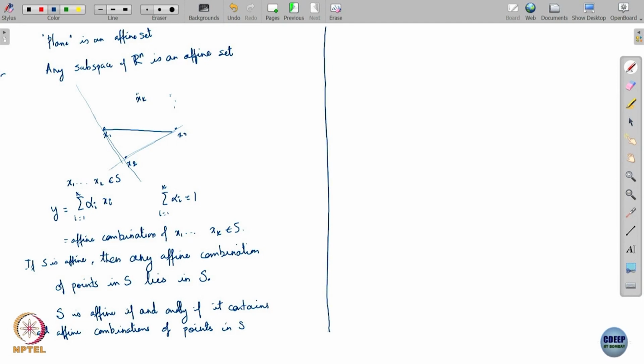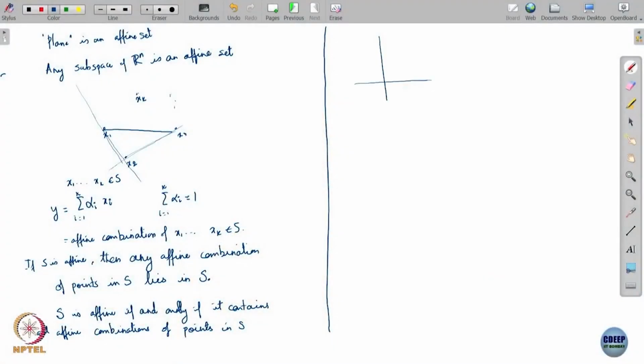Now, if you start thinking about it this way, you start realizing that an affine set has many of the properties that you would think a subspace should have, because if you take linear combinations of points in a subspace, that also lies in the same subspace, right. The only thing that is missing is the property of scalar multiplication. If you scale a point in a subspace, you are always in the subspace. But an affine set need not be like that.